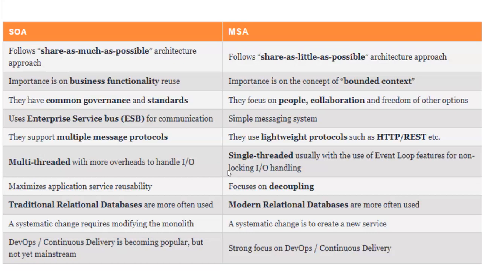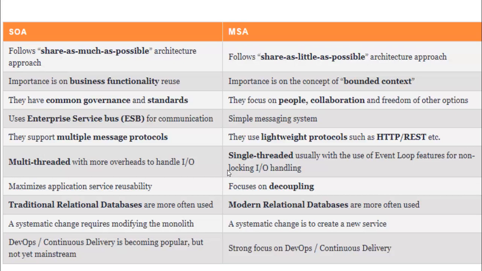SOA supports multiple message protocols, whereas microservices use lightweight protocols such as HTTP REST. SOA is multi-threaded with more overheads to handle IO, whereas microservices is single-threaded, usually with the use of event loop features for non-blocking IO handling. SOA maximizes application service reusability, whereas microservices focuses on decoupling. In SOA, traditional relational databases are more often used, whereas in microservices, modern non-relational databases are often used.